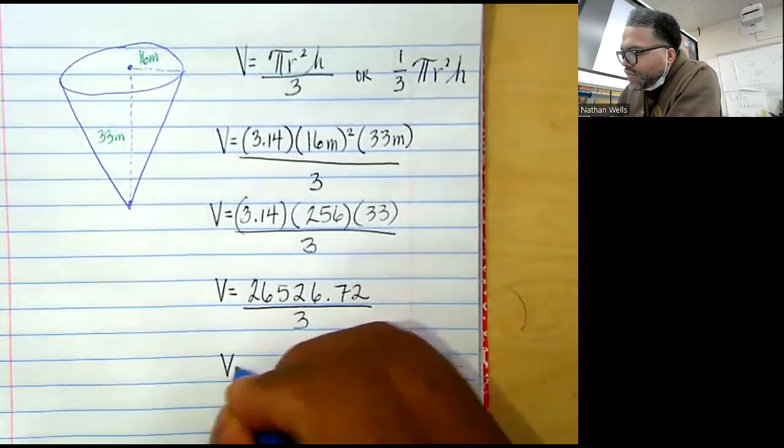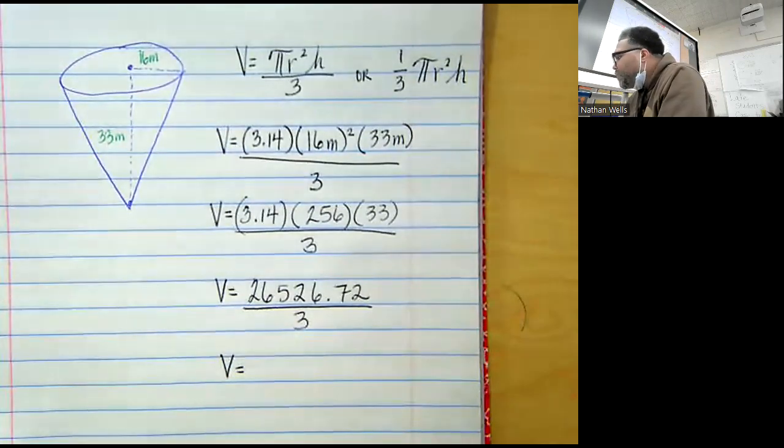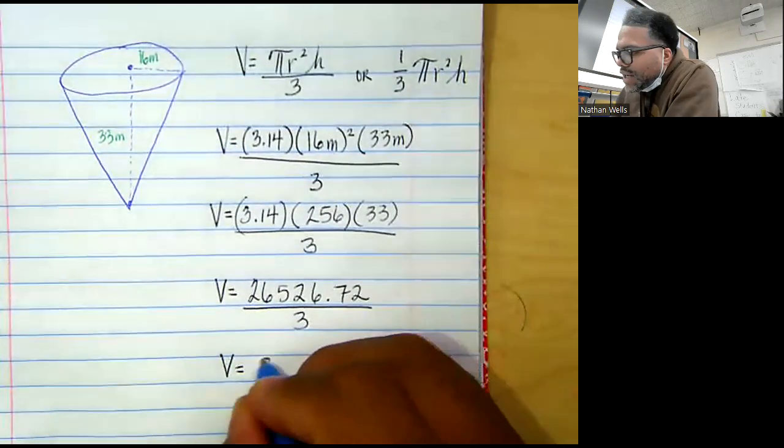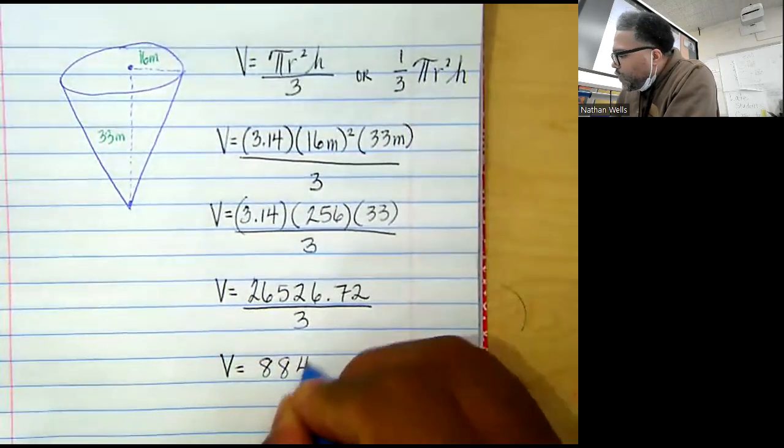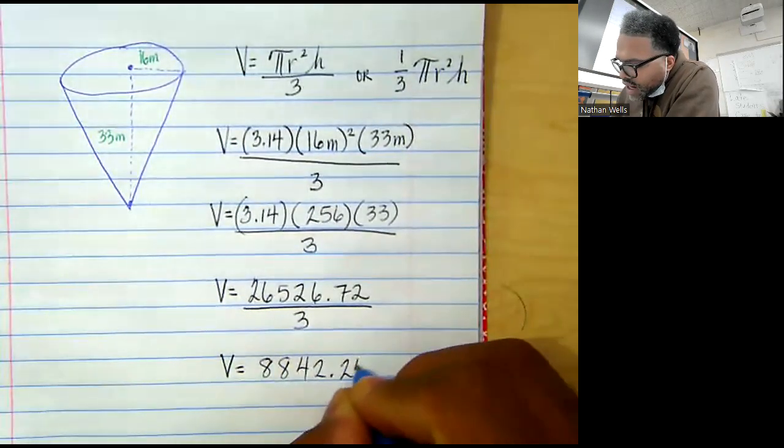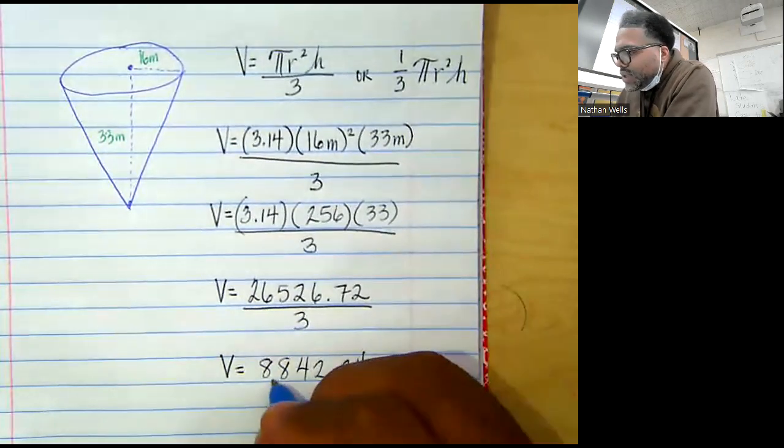Last step is to divide that 26,526 and 72/100 by 3, and I get 8,842 and 24/100.